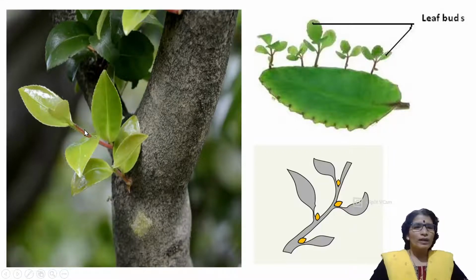branches. These are called adventitious buds, and in Karvepaku plant also the root system produce so many buds. Each and every bud, adventitious bud, developed into a plantlet. That is why you can see around the Karvepaku plant so many young Karvepaku plants are there by the activity of the adventitious buds which are producing from the root system.